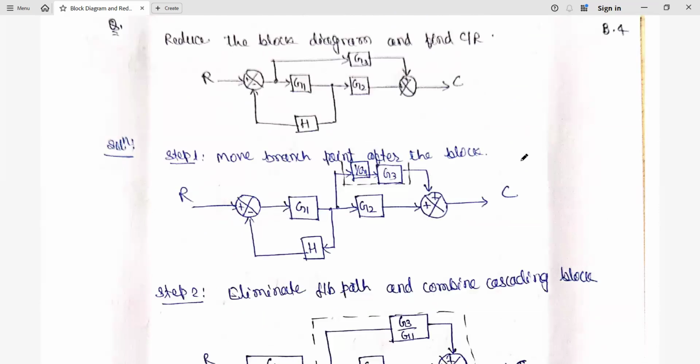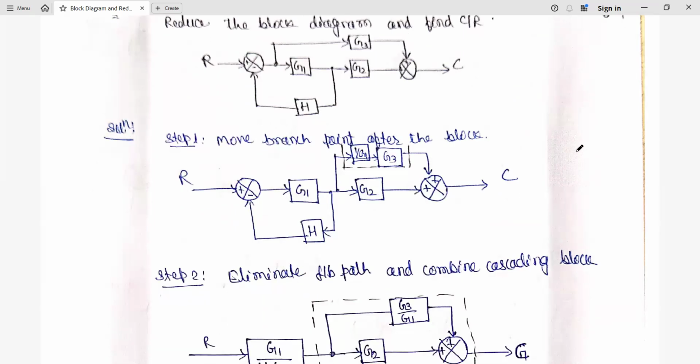So here they're asking to reduce the block diagram and find the C upon R value. So first, after seeing the diagram, you should think about what we have to move, whether a branch or a summing point. So here, if you move this branch point ahead of block G1, finally G3 and G2 we can get as the forward path. So that's why it is being moved ahead. When we are moving ahead of this block, this block's inverse is added in the path. So here we have 1 upon G1.